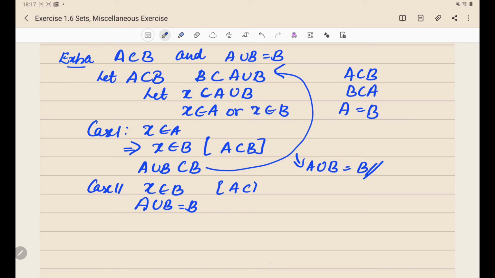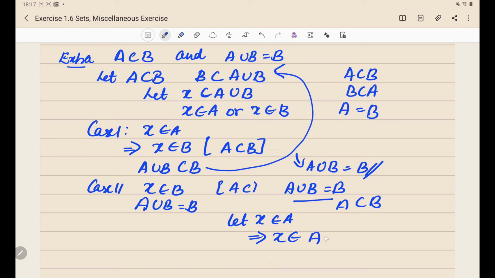I hope it's clear. Conversely, now let's prove from A union B is equal to B that A is a subset of B. For that, let's consider x belongs to A. When x belongs to A, it implies that x belongs to A union B, right? Because A is also a subset of A union B. Again, from this you can also write that x belongs to B also.